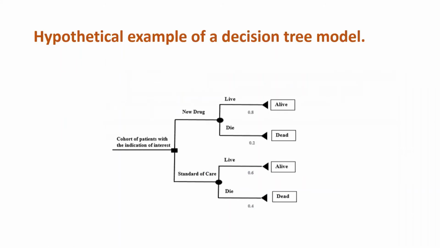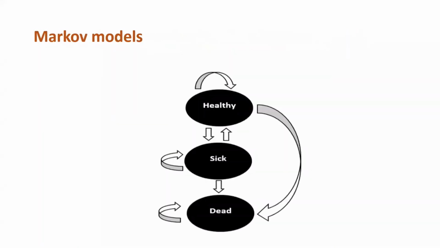So this is an example of decision tree, and we discussed this in last session. Next, please. A Markov model and the transition of states of patient from different disease states. Next, please.